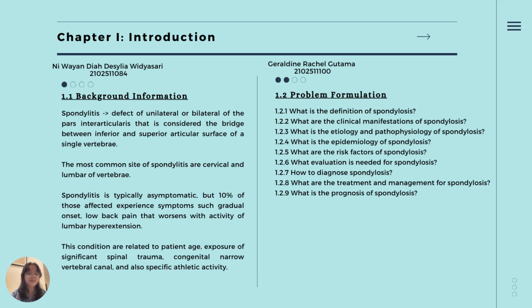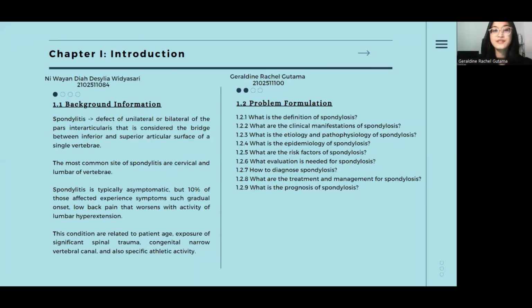Spondylolysis is typically asymptomatic, but 10% of those affected experience symptoms such as gradual onset low back pain that worsens with activity or lumbar hyperextension. These conditions are related to patient age, exposure to significant spinal trauma, congenital narrow neural vertebral canal, and also specific athletic activity.